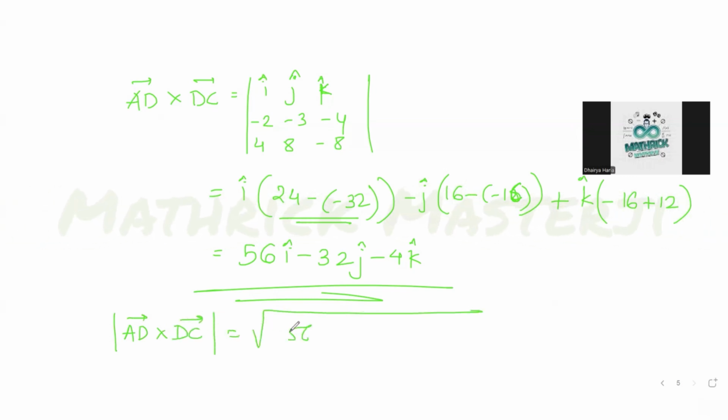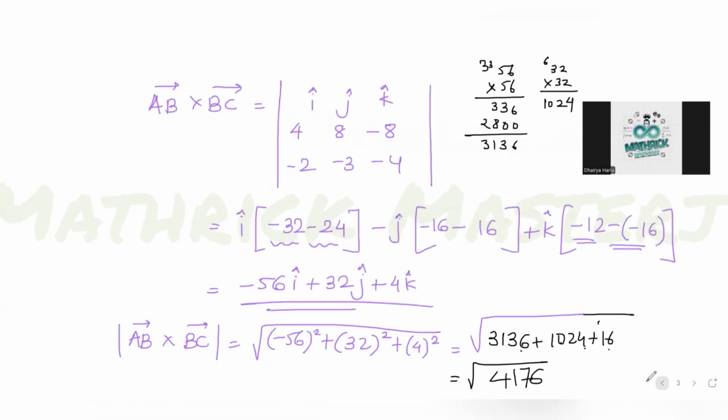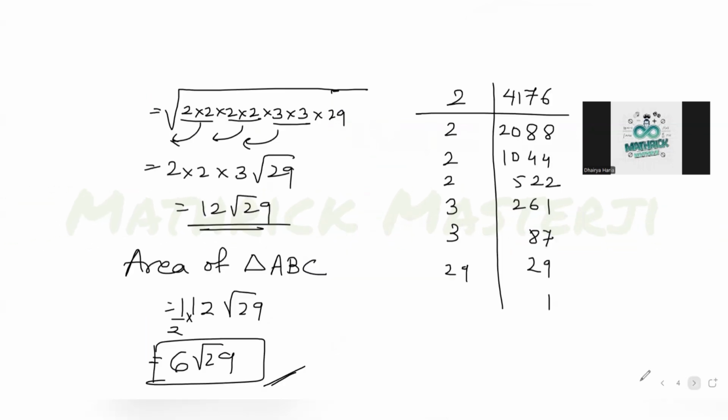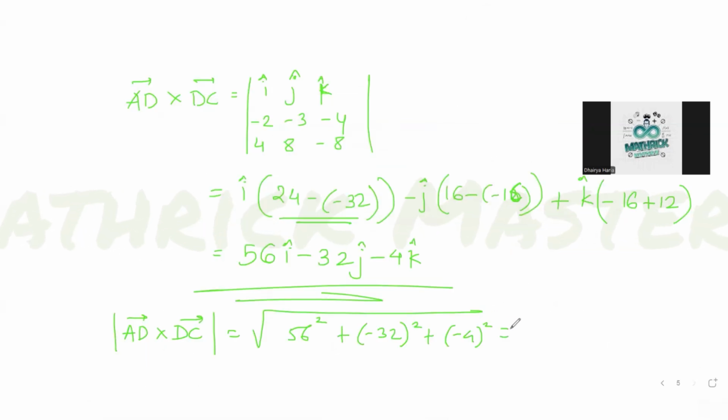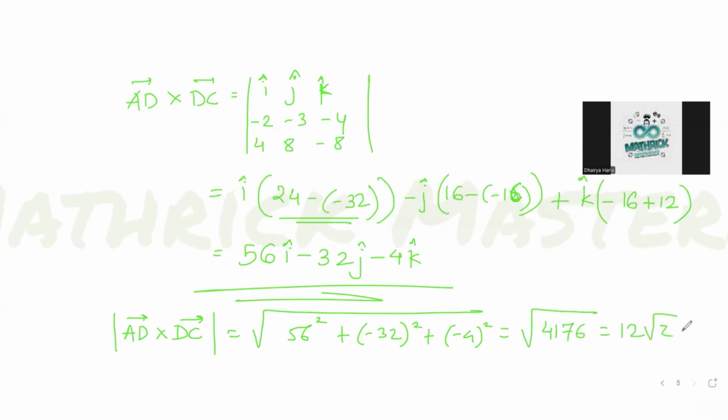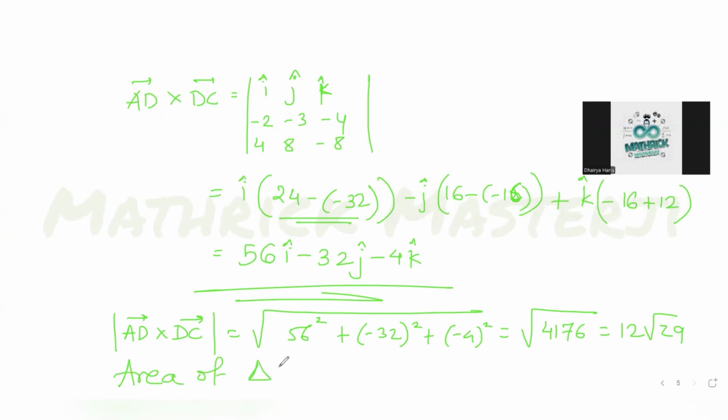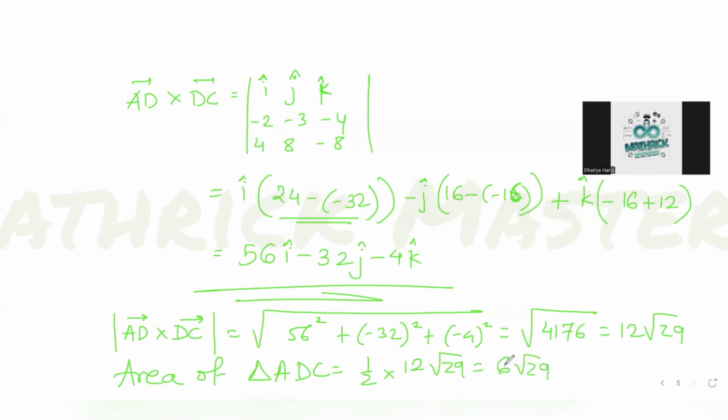So square root of 56 square plus minus 32 square plus minus 4 square. We are doing the same thing again. So 56 square, 32 square, and 4 square, I just figured out. I got that as 4176. That gave me 12 root 29. Multiplying that with half gives me the area of the entire other triangle also, which is exactly same as the previous triangle. So if it's exactly same, it's going to be 6 root 29 too.